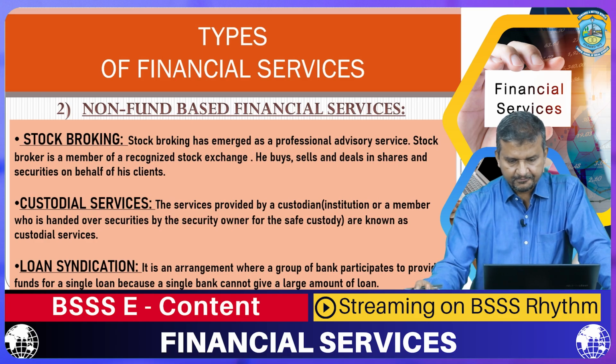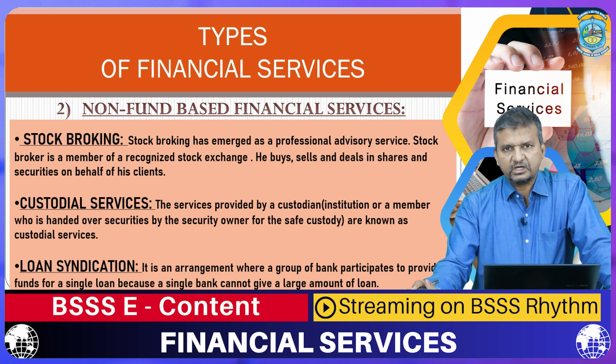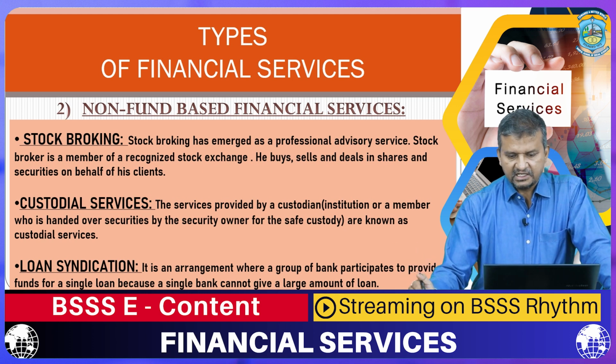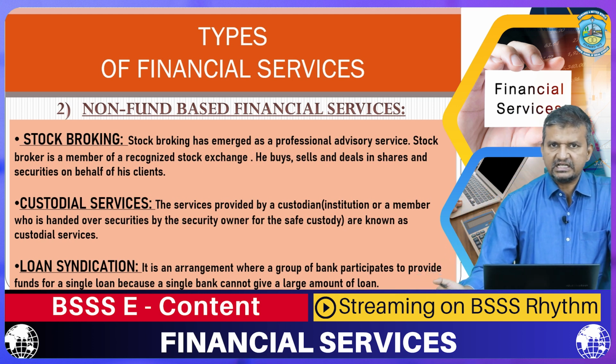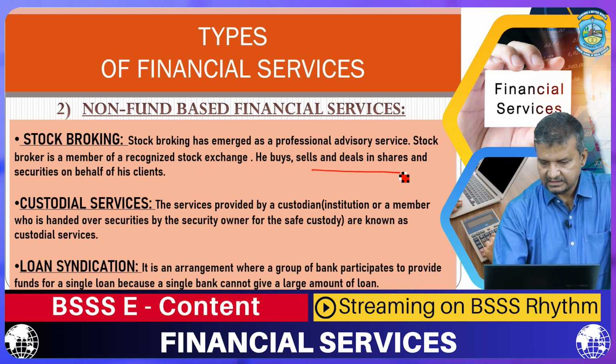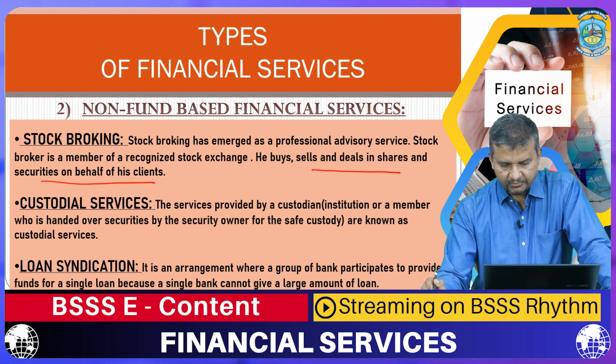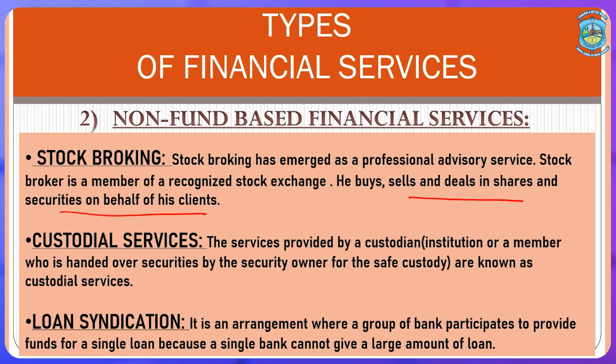Then we have stockbroking. A stockbroker is a member of a stock exchange, one who has taken membership of NSE and BSE. He buys, sells and deals in shares and securities on behalf of his clients. That is the main function of a stockbroking firm. Then we have loan syndication. It is an arrangement where a group of banks join together and provide funds for a single big loan. Then we have custodial services. The services provided by a custodian are known as custodial services.